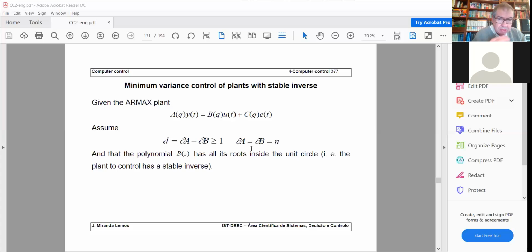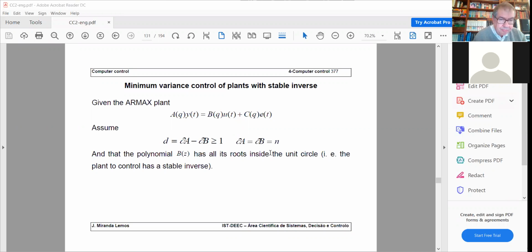And I'm assuming that the degrees of polynomial A and polynomial C are n. So this is a misprint. This should be degree of C instead of the degree of B. Okay, so degree of B is lower than the degree of A because of this condition on the delay.